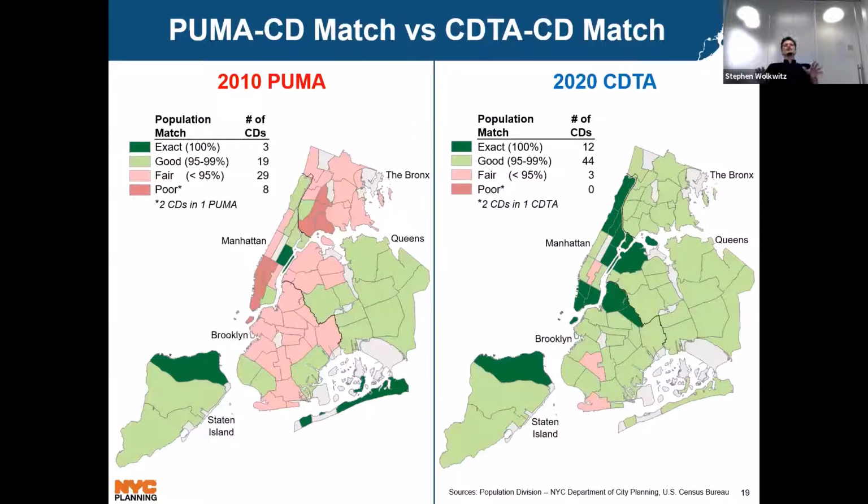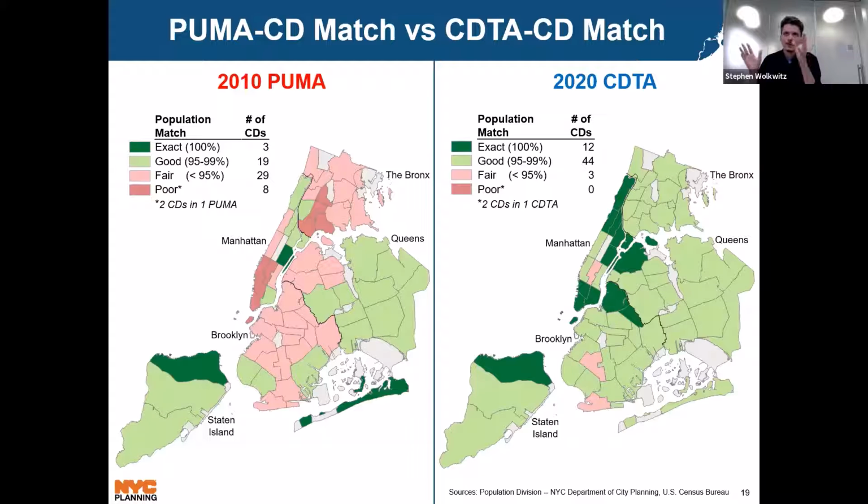Now, we went CD by CD across the city. We gave them all the same treatment that you saw with Lower Manhattan and with the Bushwick area there. And this is what we came up with. So in these two maps, I'm showing you on the left the relationship between Pumas and CDs and how well the Pumas matched the population. And then on the right, with the same breaks, how well the CDTAs represent the population of CDs.